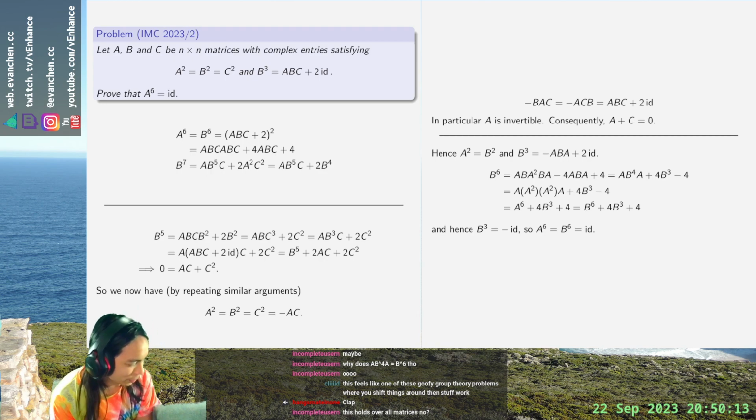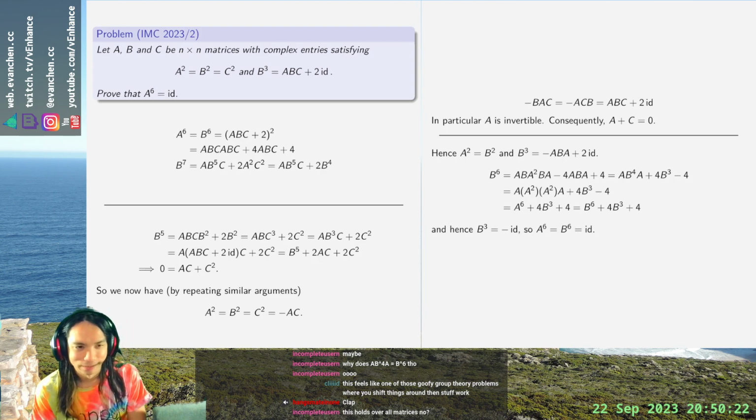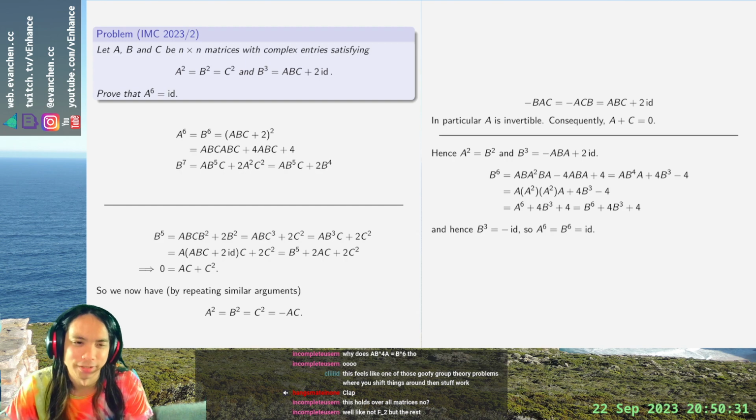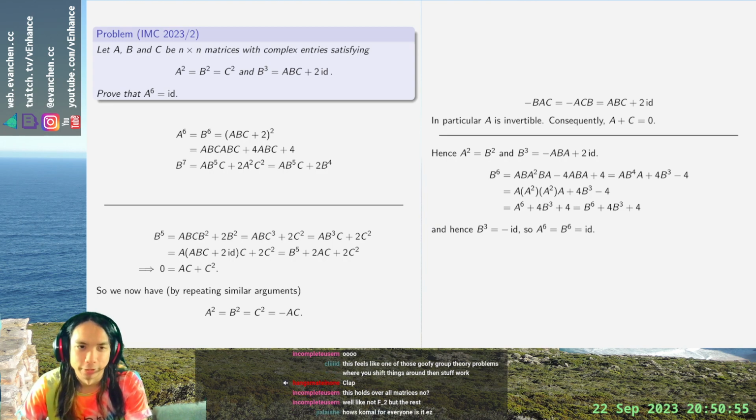This holds over all matrices. I mean, what do you expect? Like, complex is not used, which is completely understandable. Okay, maybe not F2. Yeah, okay. I agree it might not work over F2, because F2 sucks. Yeah, we did it. Okay. Thank you, team, for helping me with algebra, because I do not like manipulating expressions.